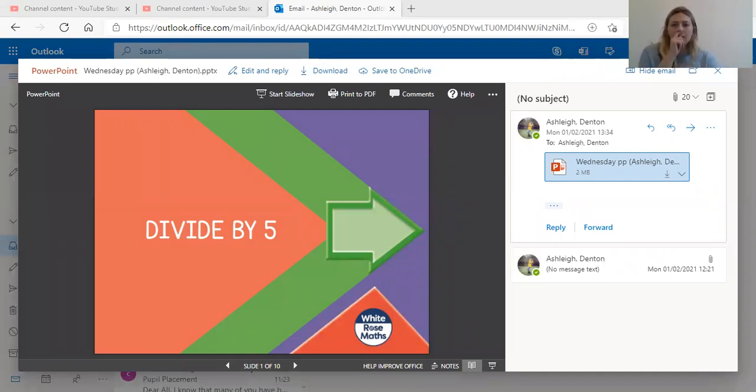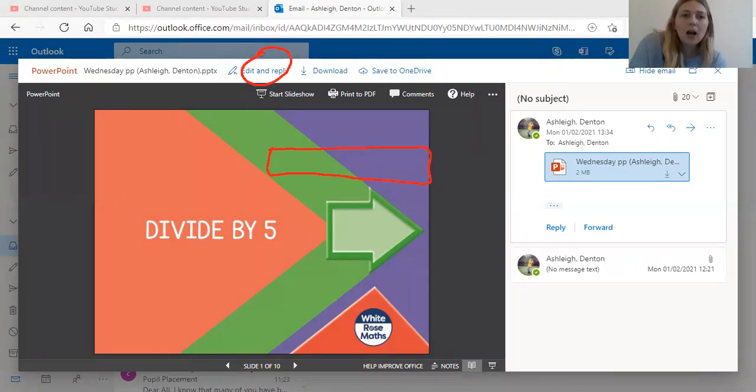Fabulous. Okay, so let's read the question again. So it says, we have 15 conkers. I'm going to circle that number again because I think it's going to be a really important number. And you can see the 15 conkers here. It says, share into 5 equal groups, and there's that term again, equal groups. That's really important. Remind yourself what equal groups means, when there is the same amount in each group.